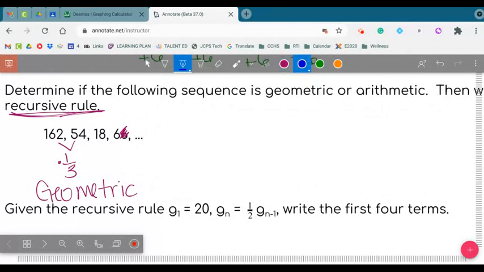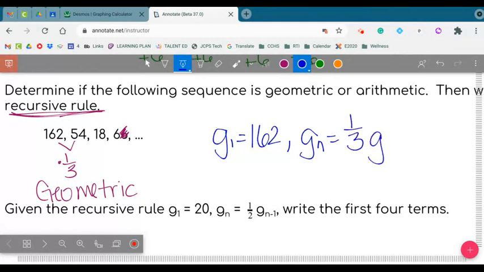So for writing the recursive rule, we have to first identify our first term. So G sub 1 equals 162. Then I do my comma. G sub n equals my common ratio, which is 1/3, times G sub n minus 1. So that is our recursive rule, where we have to state the G sub 1 first. It's not just in our equation.